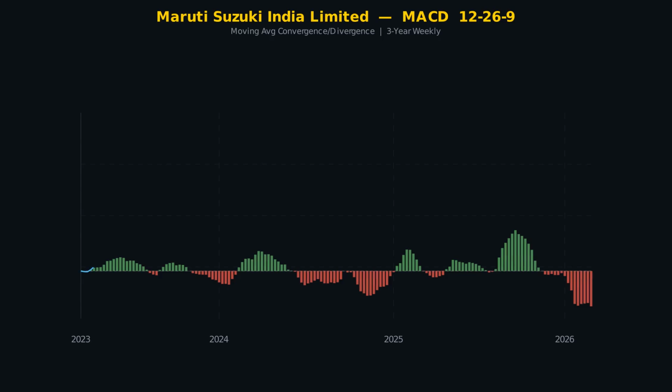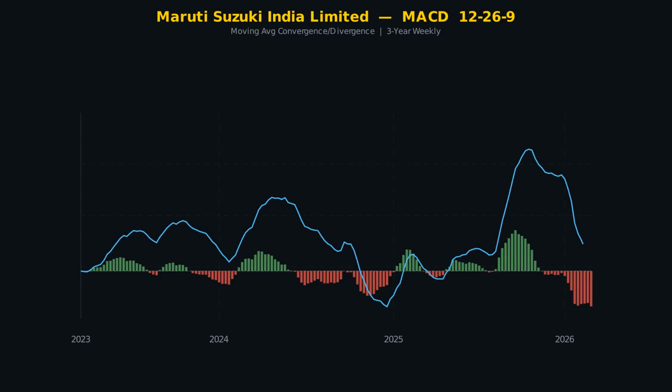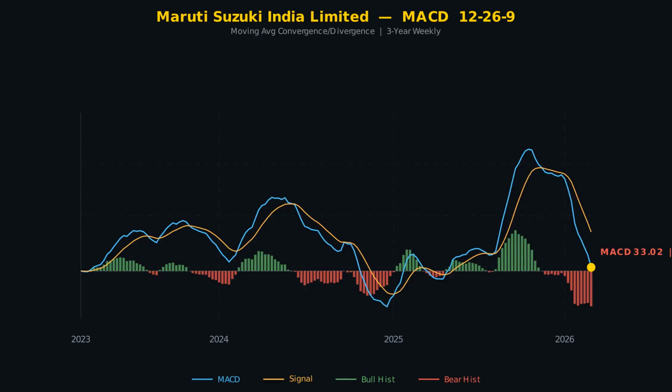Green bars mean MACD is above signal, bullish momentum. Red bars mean bearish momentum. Currently, the histogram is expanding. The MACD line is below the signal line. Bearish pressure is present. The MACD value is 33.02.